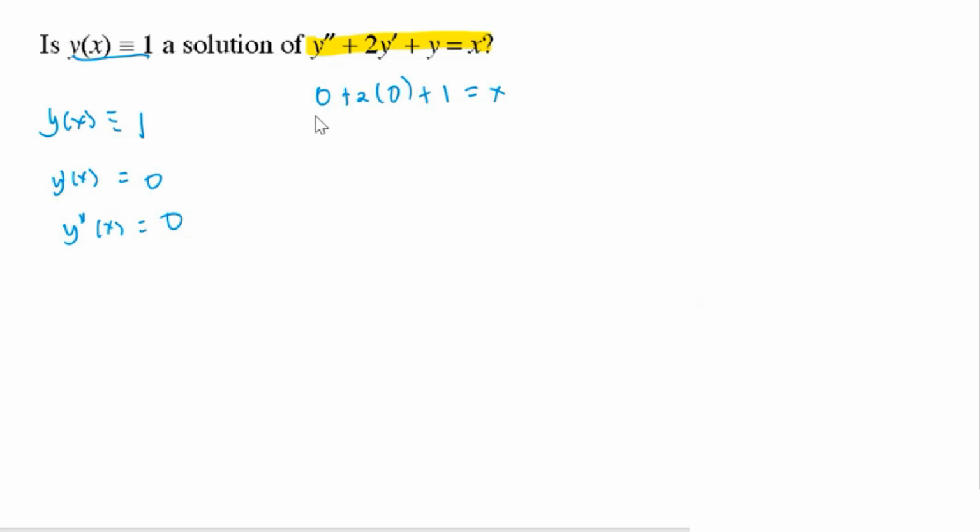Simplifying this, 0 plus 2 times 0 is 0. So we have 1 is not equal to x. Since our result here does not coincide or does not give us the exact value on the right hand side, therefore we could say that y of x equals 1 is not a solution.